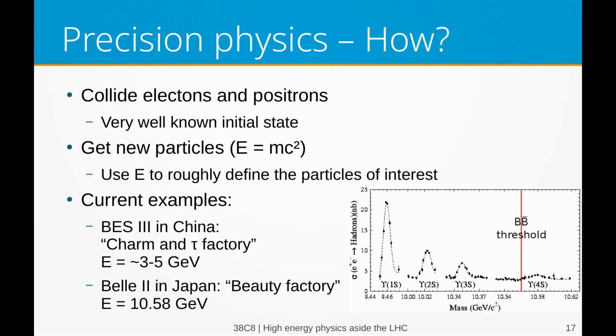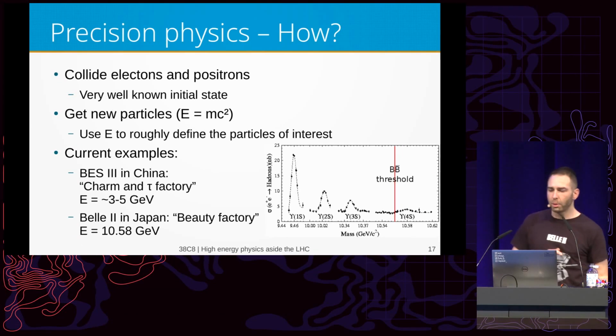Then how do we do this? I already said we start from a very well-known initial state. Electrons and positrons, if they collide, essentially just form a photon, or some other particles that then create new particles. These new particles we get from Einstein, essentially E equals mass times speed of light squared. And then we can use this energy to roughly steer where we want to work.